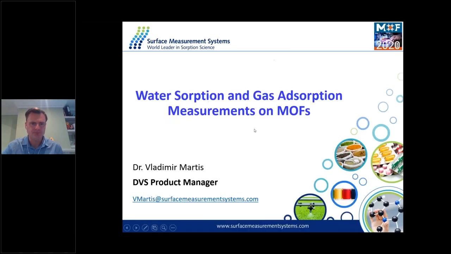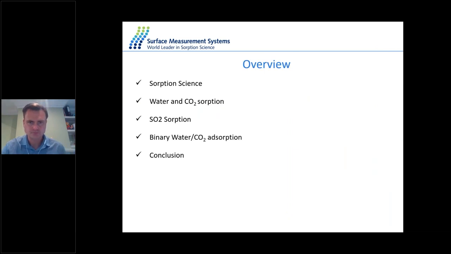Today I'm going to talk about water absorption and gas absorption measurements on MOFs. Briefly, during this talk, I will give an introduction to absorption science. Then I will focus on water and CO2 absorption measurements on magnesium MOF-74 and functionalized MOF-74. I also would like to give examples of strontium MOF for toxic gas absorption. We will show an example of SO2 absorption at 25 degrees and also cycling experiments. And lastly, I will show an example of the binary co-absorption of water and CO2 on one of the materials.